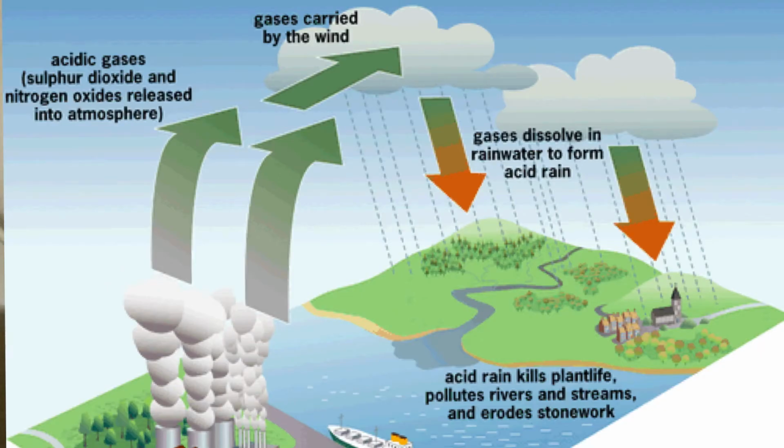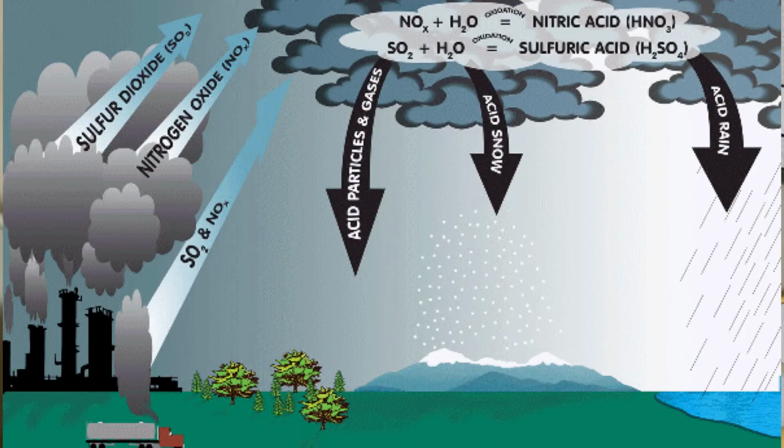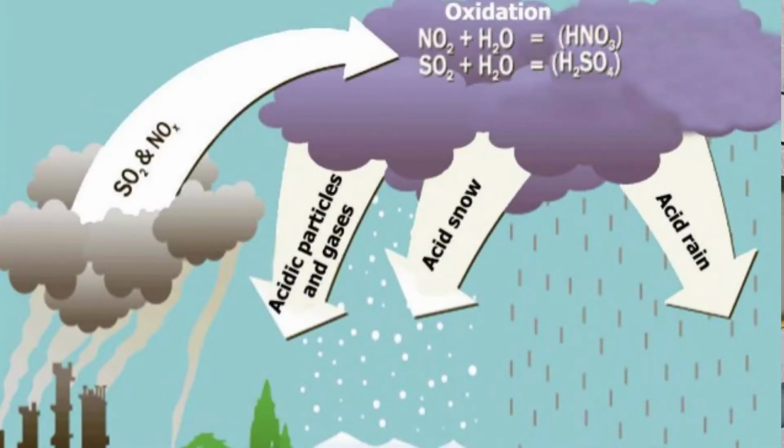Acid rain results when sulfur dioxide and nitrogen oxides are emitted into the atmosphere and transported by wind and air currents. The sulfur dioxide and nitrogen oxides react with water, oxygen, and other chemicals to form sulfuric and nitric acids. This is then mixed with water and other materials before falling to the ground.